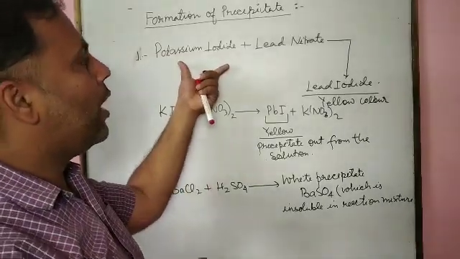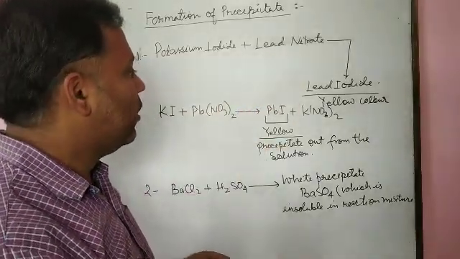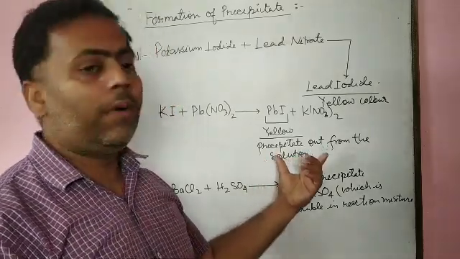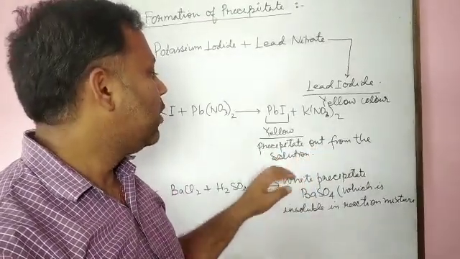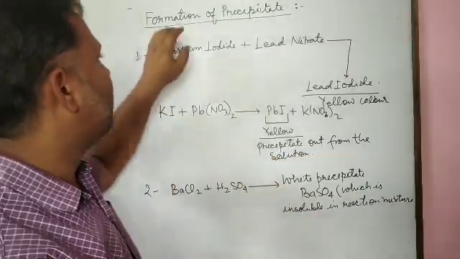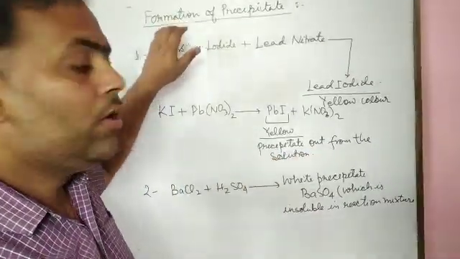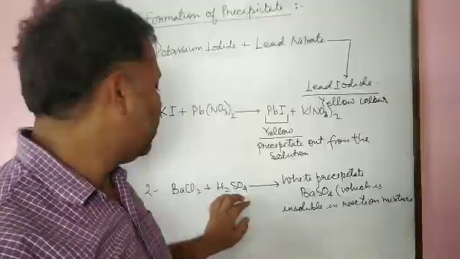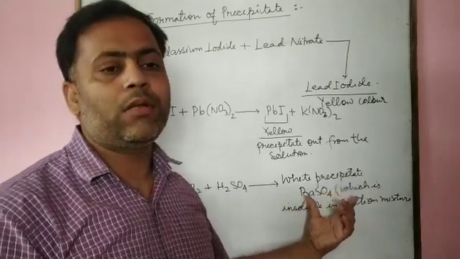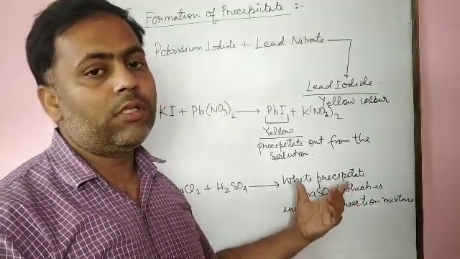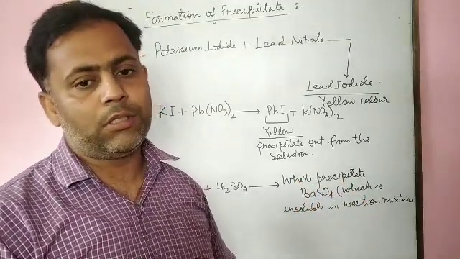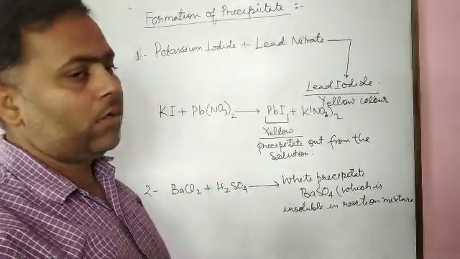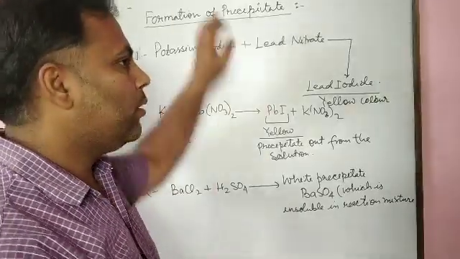When potassium iodide is reacted with lead nitrate, it forms a yellow precipitate which is insoluble in the reaction mixture and hence precipitates out. It is an example of a precipitation reaction. To the next, when barium chloride reacts with sulfuric acid, it forms a white precipitate of barium sulfate which is insoluble in the reaction mixture. These two are examples of formation of precipitate. Clear?